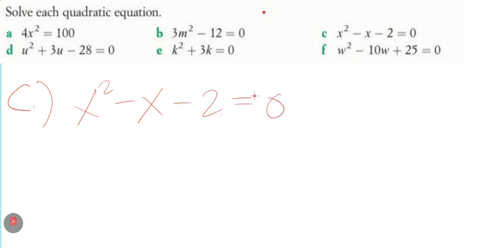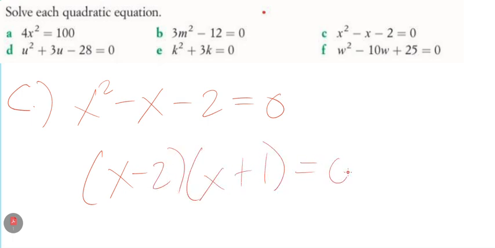equals 0. Now, looking at this, let's factor the quadratic equation and find the two numbers that multiply to negative 2 and add to negative 1. So these are negative 2 and 1. Let's factor it, so that's going to be x minus 2 times x plus 1, which equals 0.